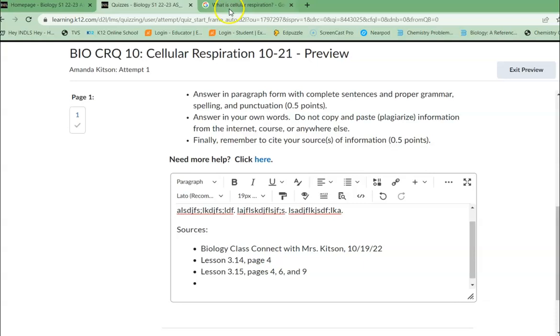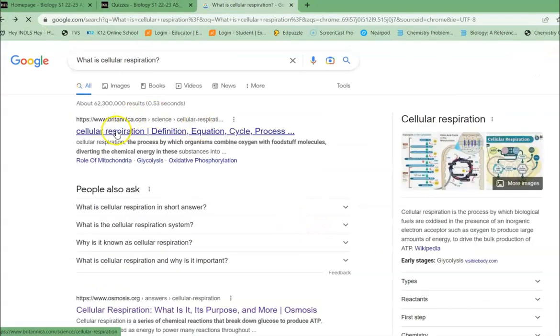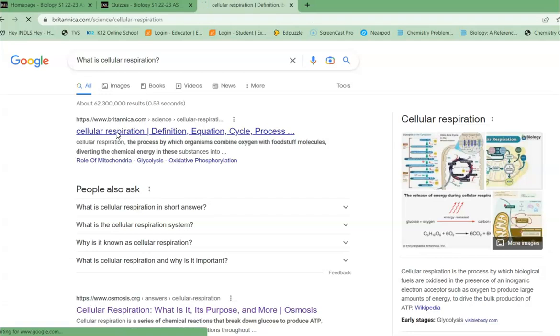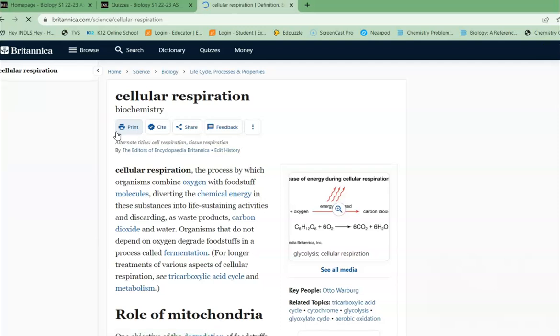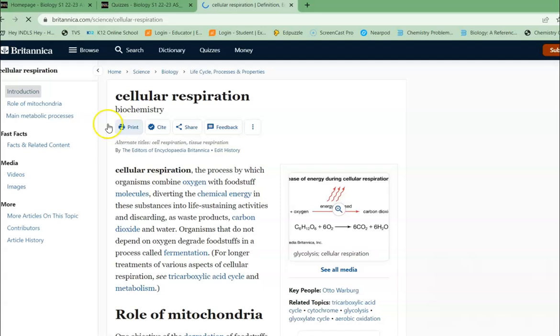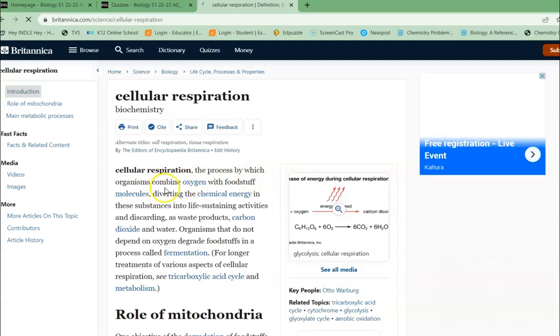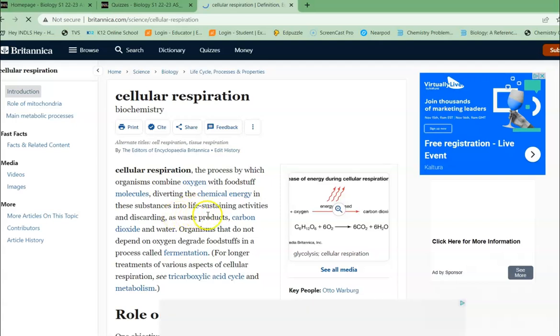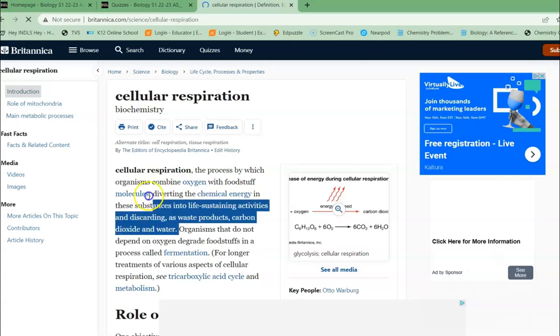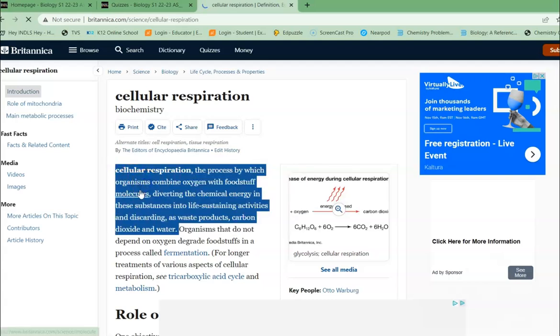If you used a website, that's fine. Maybe you Googled what is cellular respiration and you clicked on whatever popped up just so that you could learn more about it. I don't have a problem with you Googling it and reading more about it. I just don't want you to just copy and paste it. So this is the Encyclopedia Britannica, and it says cellular respiration is the process by which organisms combine oxygen with foodstuff molecules like glucose, diverting the chemical energy in these substances into life-sustaining activities and discarding as waste products carbon dioxide and water. So if you just copied and pasted that, I will know that you didn't write that because we didn't really talk about it like that in class, right?